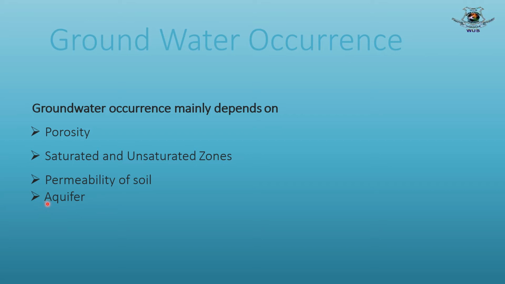The last one is aquifer. Aquifer is the layer of soil which contains groundwater and readily yields it to wells. So all of these are factors that influence groundwater occurrence.